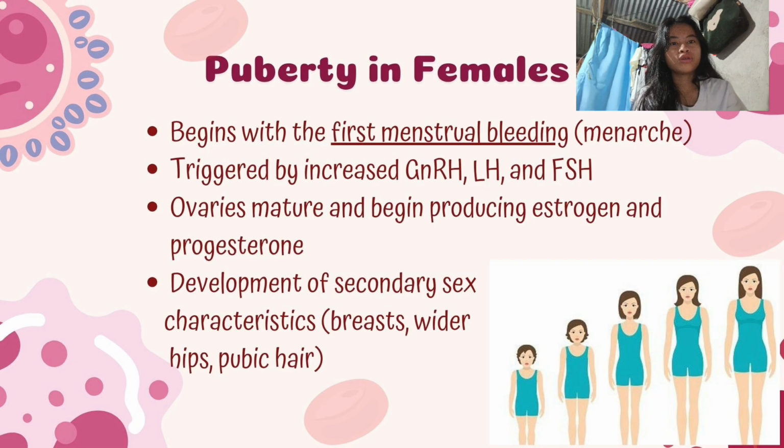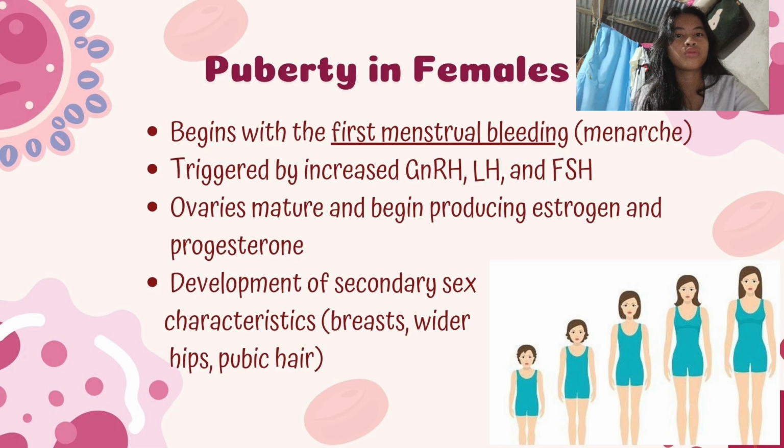Puberty is the period when a girl's body begins to mature and become capable of reproduction. Usually, it starts around 9 to 14 years old. It begins with the menarche, which means the first menstrual period. This signals that the reproductive system has matured and the ovaries have begun releasing eggs. Menstruation happens when the uterus sheds its lining because pregnancy did not occur.